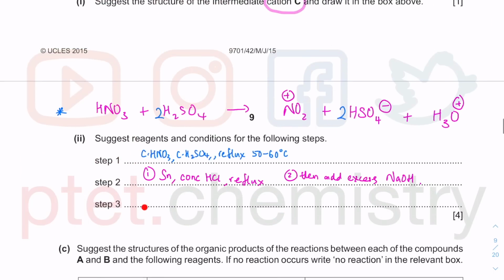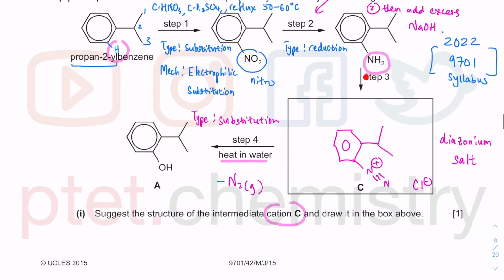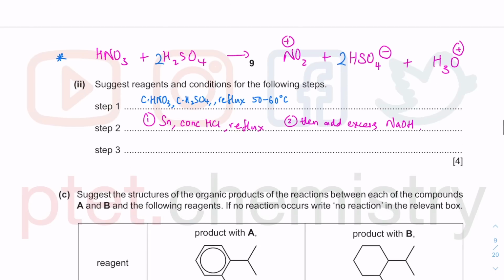What do they want? Step 3. They only want step 3, they don't want step 4. Step 3 is making the diazonium salt from phenylamine. Classic kind of chemistry. You need NaNO2 together with dilute, or you can say HCl aqueous. That is fine, but you must keep it cold. Must be cold, 0 degrees Celsius. Usually we just say an ice bath. An ice bath will keep it at 0 degrees Celsius.